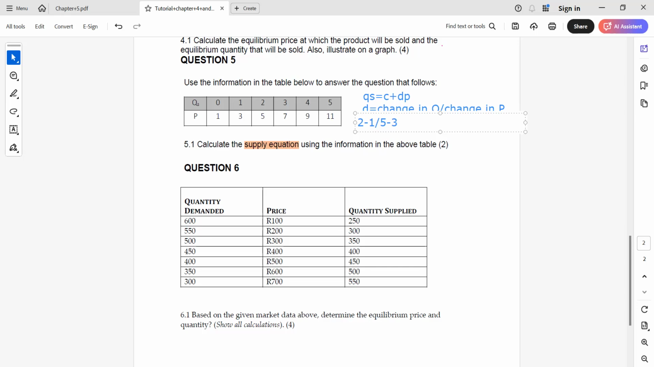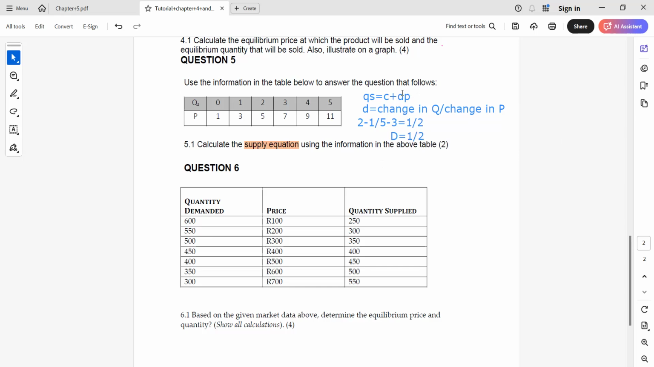And then you would get 2 minus 1 and 5 minus 3. You would get 1 over 2. So this is what you have now, and this is your D. So D is equal to 1 over 2.